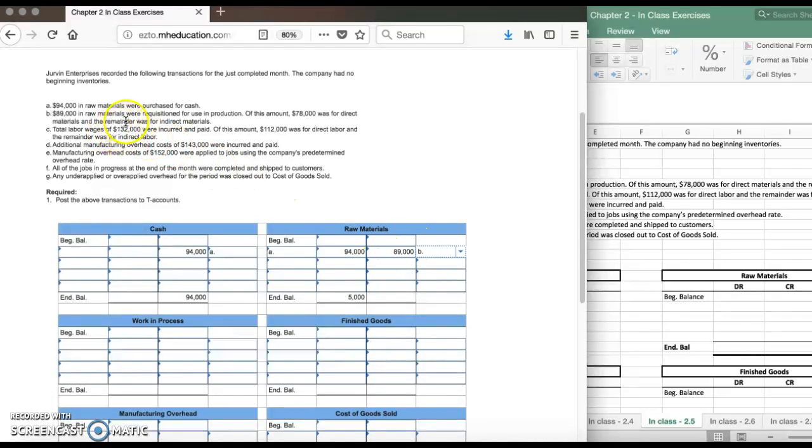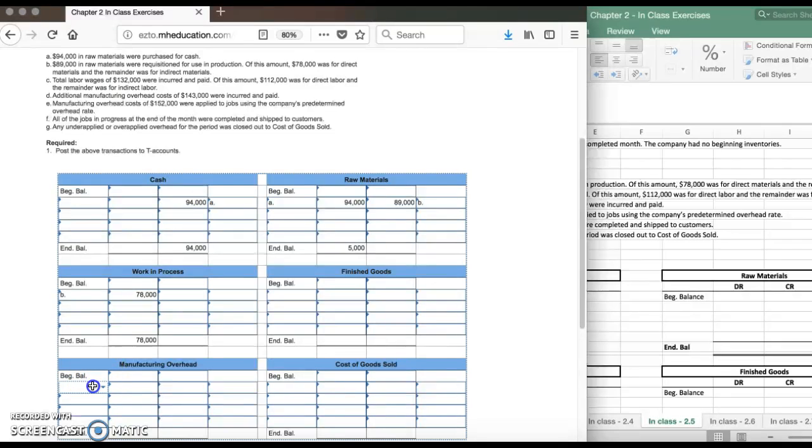And let's see. Of this, $78,000 was for direct materials. So if it's for direct materials, we're going to do it to work in process. So work in process, $78,000. And then the difference, that $11,000, is going to go to manufacturing overhead. So these A's and B's, these are the transaction letters. So just make sure you put those or it'll mark it incorrect.